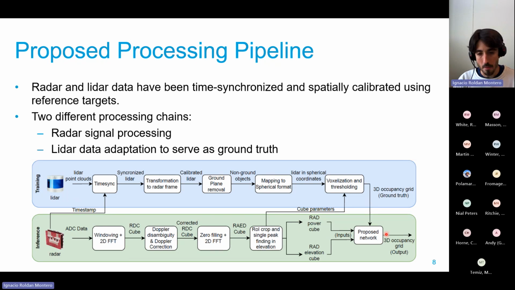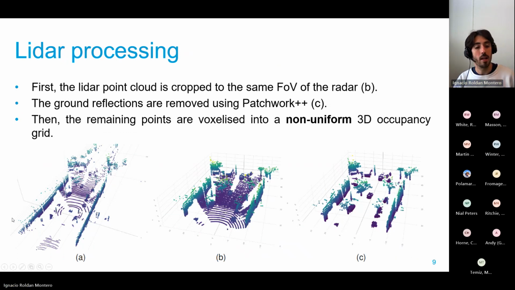But to train the network, we need the ground truth. So what we have done is a processing chain of the LiDAR also, that I think is better if we see it visually in the next slide. So LiDAR is a 360-degree sensor. So if you see A, this is basically what the LiDAR gives to you. This is a point cloud. This is what you get if you connect your computer to the LiDAR.